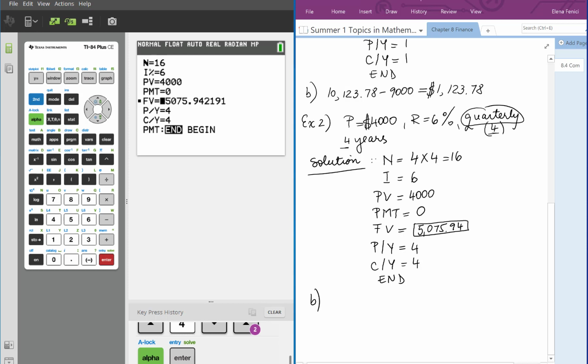So the interest rate, right? So if I want to find out how much interest amount, how much money we earned is 5,075.94 minus 4,000, which we had initially, so it's 1,075.94.